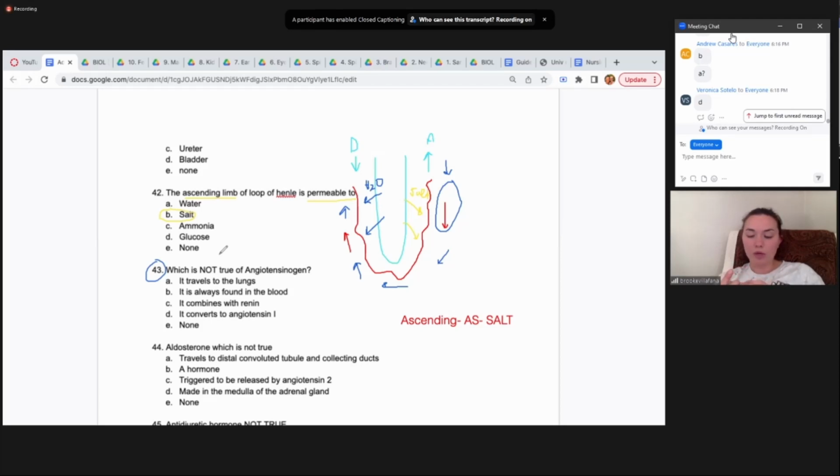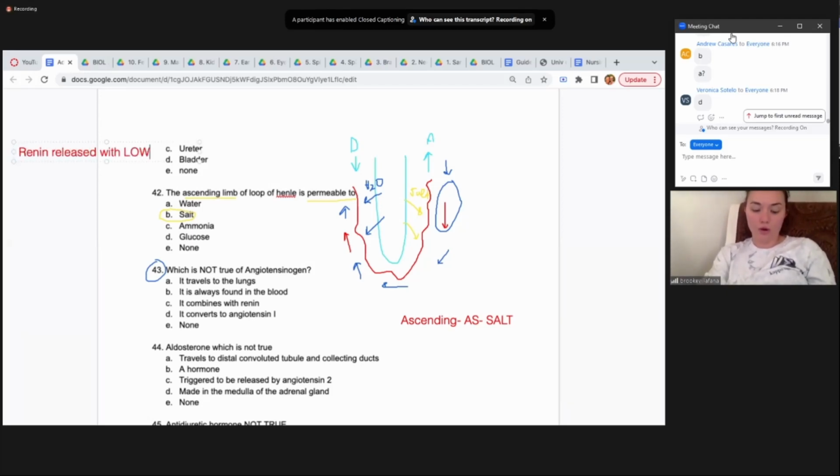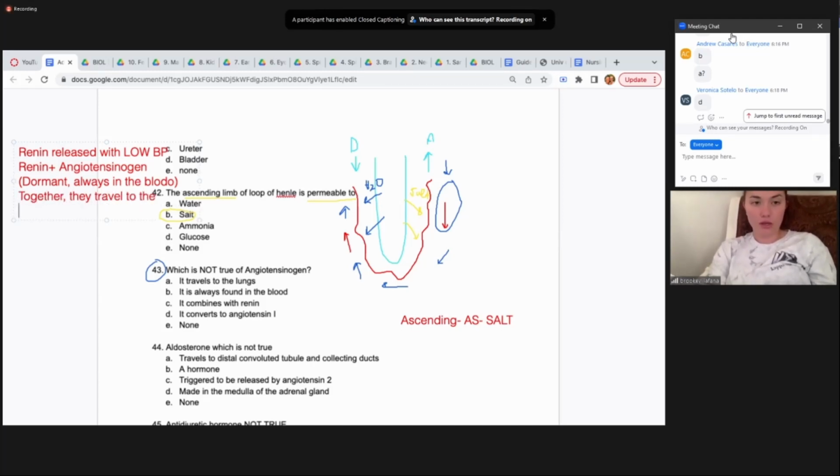So we know that we get renin released with low blood pressure, right? Renin will combine with angiotensinogen. Angiotensinogen is dormant, and it's always in the blood. So B would be true. Together, they travel to the liver, where the angiotensinogen converts to angiotensin 1. Okay, so it does combine with renin. It is always found in the blood. It does convert to angiotensin 1.